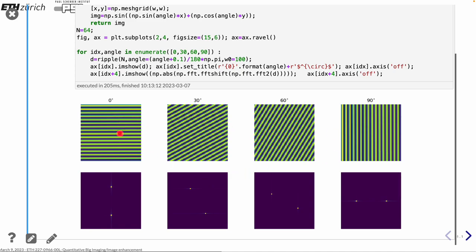And if you look at the Fourier transform of these, you can see that you have very nicely two dots which have the line across them, which is perpendicular to the frequency of the real space image. So also here with 30 degrees, you can see that now it has tilted, and with 60 degrees, tilted even more, and 90 degrees, you have it flat here. And this is something we can use in order to get rid of rippled structures within the image.